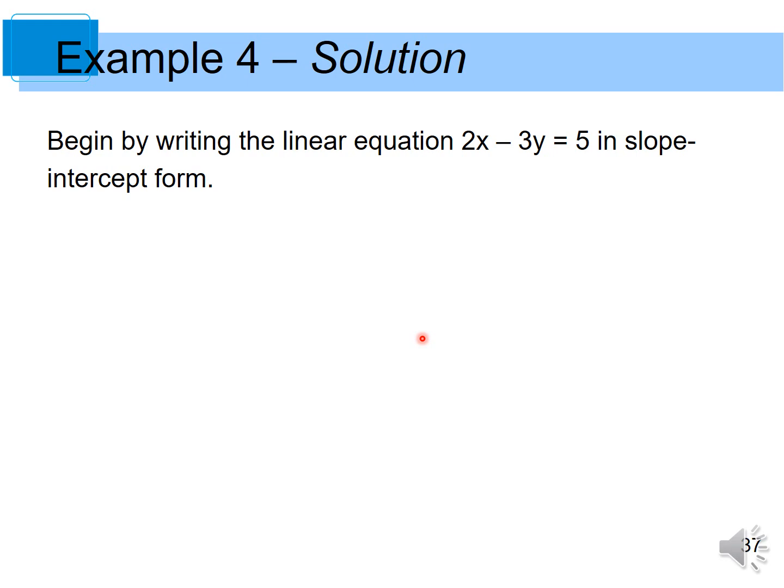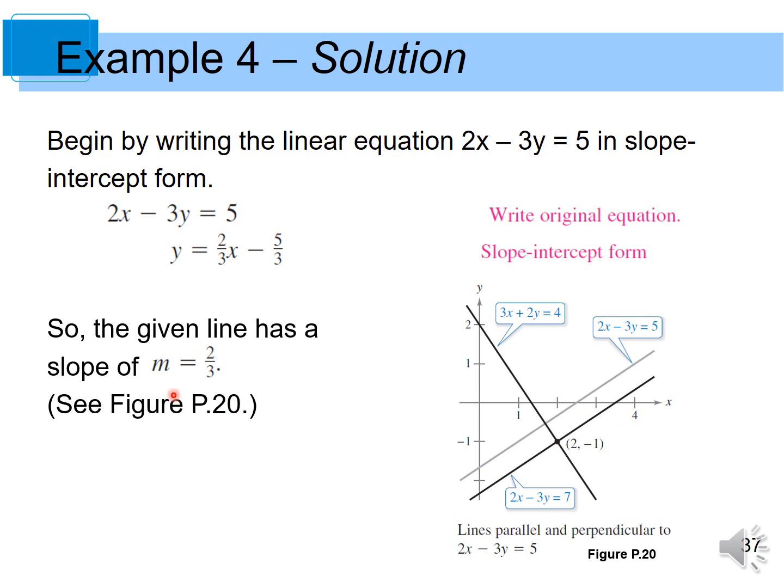First, you need to write the given equation into the slope-intercept form. So you rearrange, then you obtain the slope-intercept form. From this slope-intercept form, you can identify the m. And you can refer to this diagram. So what is the question asking? This is the given line, the gray color is the given line, 2x minus 3y equal to 5.